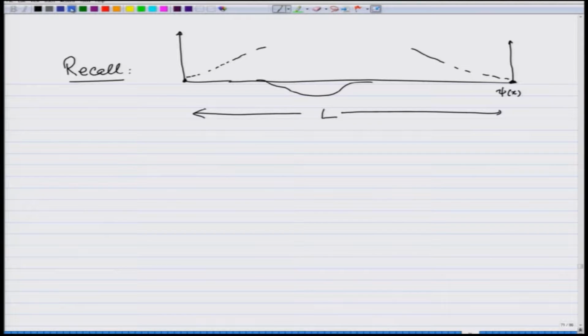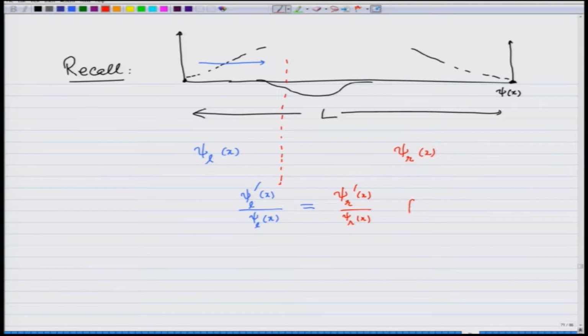What did we do in that case? We said, let us take psi, let me call the solution coming from the left side as psi left of x, and we also calculated psi right of x, and in between at a point some x naught, we said that we should have psi L prime of x over psi L of x should be equal to psi R prime of x over psi R of x for the correct eigenvalue E, and that is how we build the solution.